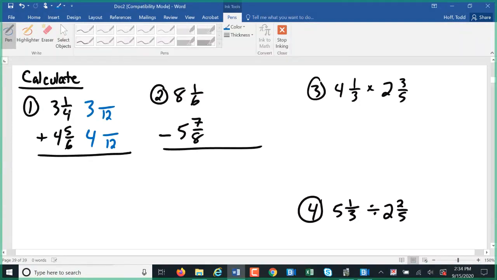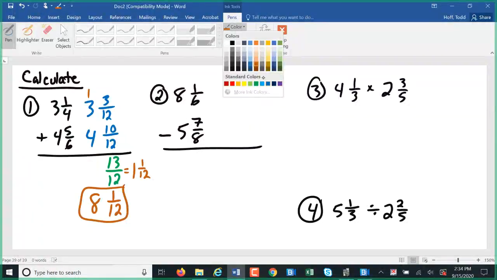So 1/4 will become 3/12. 5/6 will become 10/12. Now when we add 3/12 plus 10/12 is 13/12, which is bigger than 1, so we have to break that into a mixed number. So 12 goes into 13 once with 1/12 left over. So 1/12, carry the 1. 1 plus 3 is 4, plus another 4 is 8. So we get 8 and 1/12.